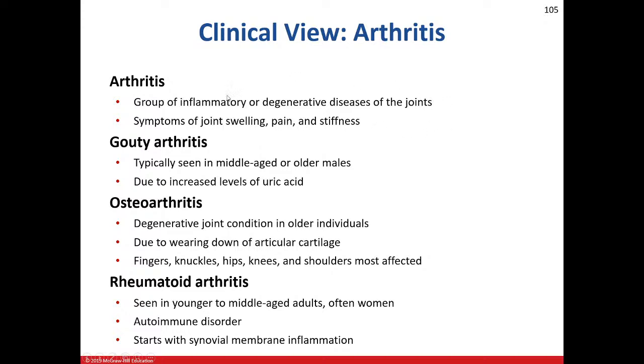So arthritis, just moving on, we're looking at arthritis here, is a group of inflammatory or degenerative diseases of the joints. The symptoms include joint swelling, pain, and stiffness. You can have gouty arthritis, which is seen in some middle-aged and older males, and it's due to increased levels of uric acid. The uric acid forms crystals in a joint, commonly in the big toe, the hallux, and it can be incredibly painful. That can be fixed with changes in diet sometimes, also medication.